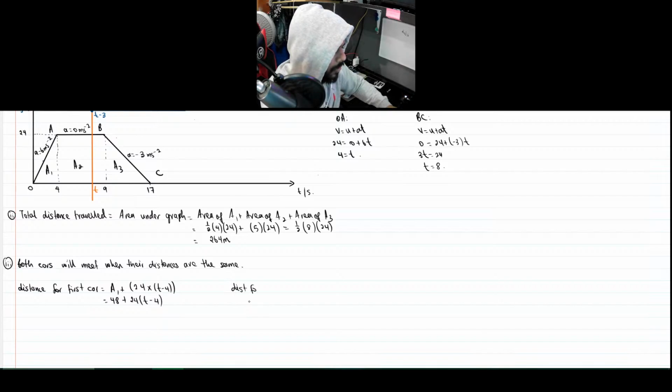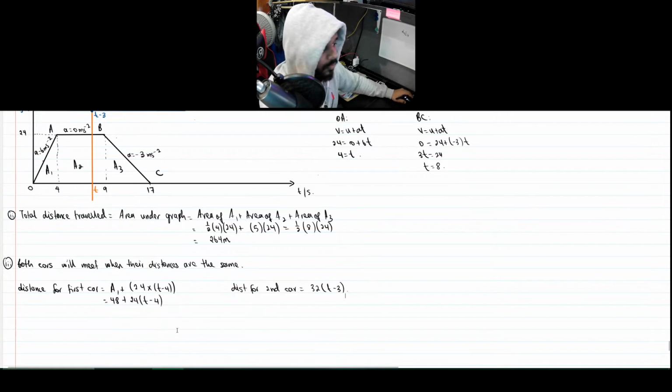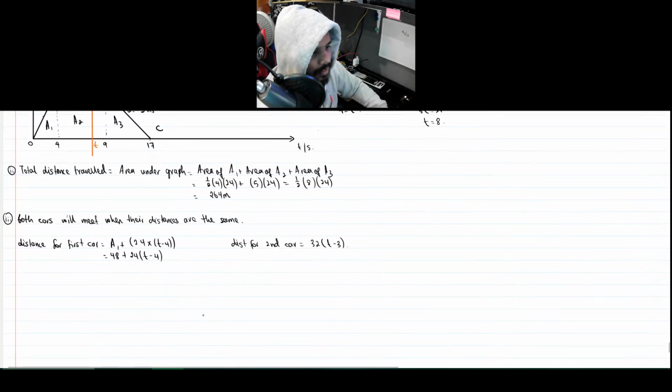The distance for the second car is equal to 32 into t minus 3. I'll leave that for now. All we have to say is let both distances be equal to each other. So 48 plus 24 into t minus 4 is equal to 32 into t minus 3. Expand, move around, solve.